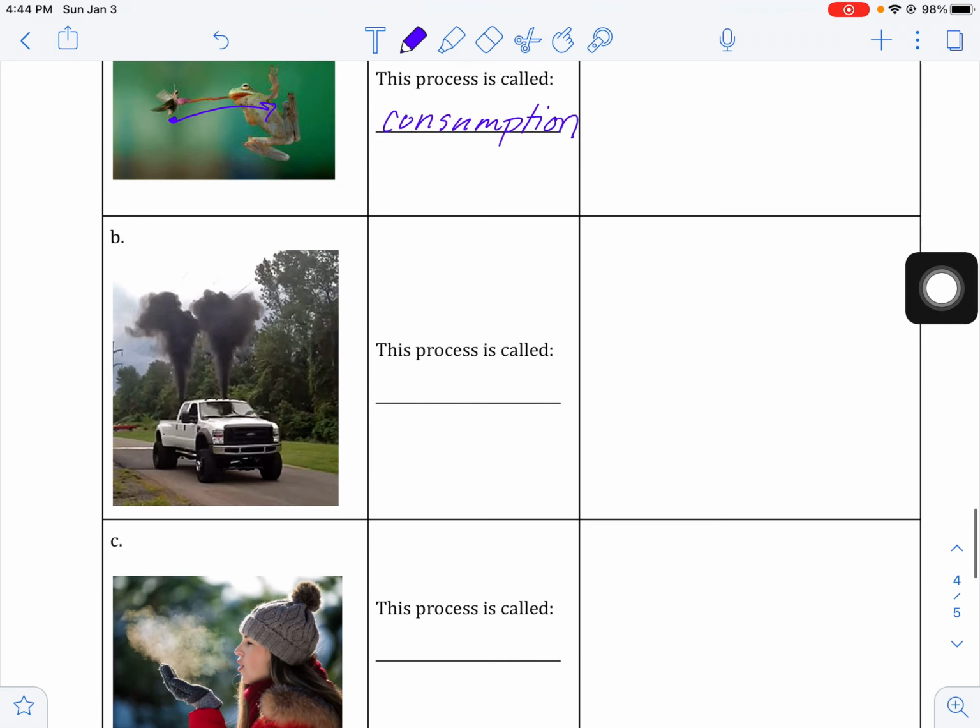Okay, so again here we're looking at what exactly is happening. So what process do we have where we know carbon or gasoline is involved, and think about where it's going to in the picture. So again, draw the arrow, name the process, and describe what you see in the picture.